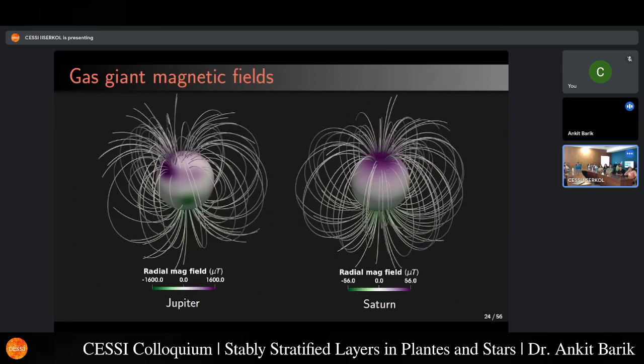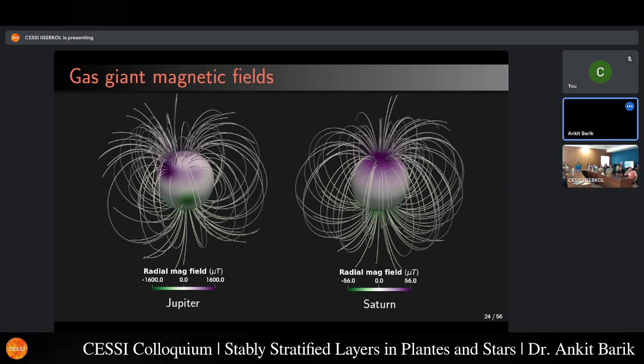Now, coming to the actual applications of everything I said, the gas giants are very strange in the way they behave. Even though they are both gaseous planets and both are really big, Jupiter has the highest magnitude of magnetic field in the solar system. It's really high, about 1600 microteslas. On the other hand, Saturn has a magnetic field that's comparable with others.